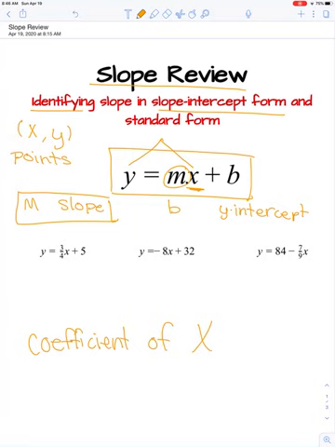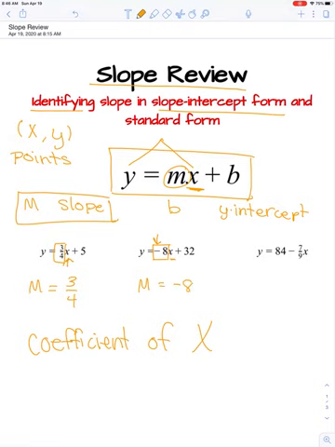Okay, so let's look at this. Here's my x, here's my coefficient. So m equals 3 over 4. Here's my x, here's my coefficient. Always grab the sign that's right in front of it. So my m equals -8.